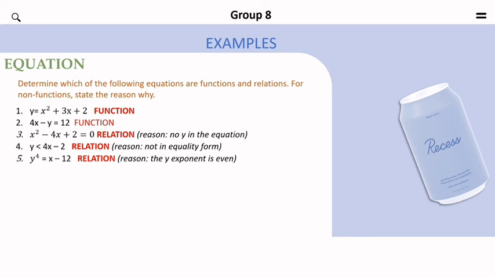Number 4 is a relation. The reason is not in equality form. And number 5 is a relation. The reason is the y exponent is even.